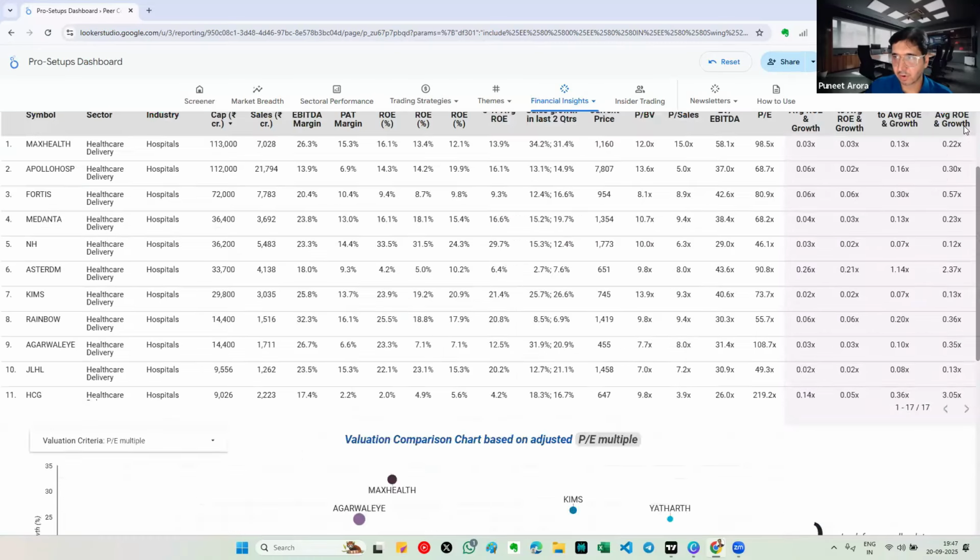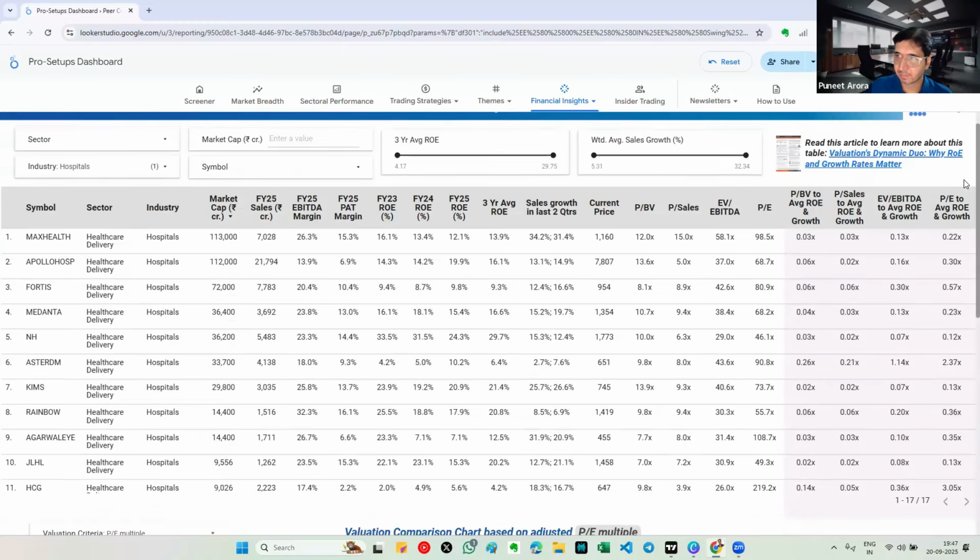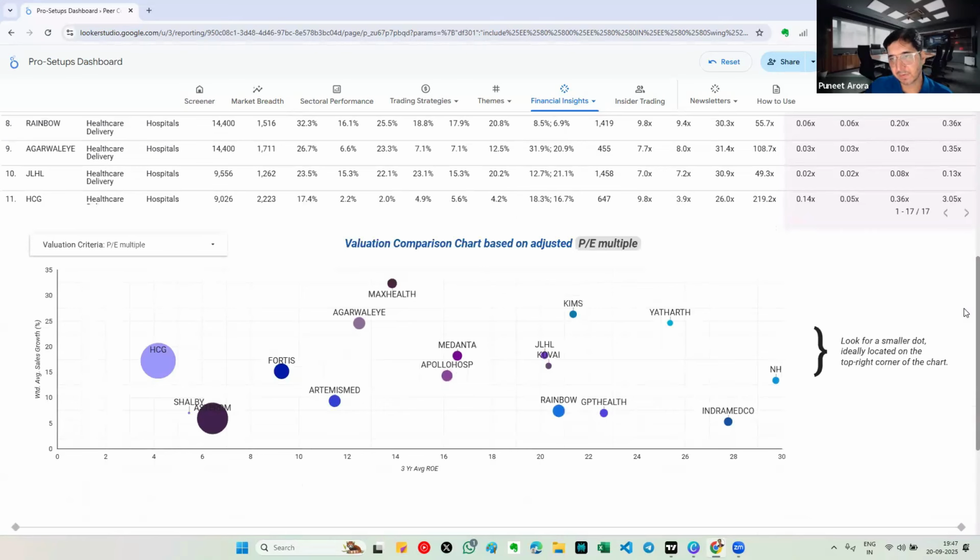You can read about this in the concept note that we have written. What we have done is we have considered the ROE as well as the growth of these companies for the last couple of quarters, and based on that, combining it with the valuation multiple, we have made this chart. What you have to do is look for the stocks that are at the top right and must have a smaller dot.